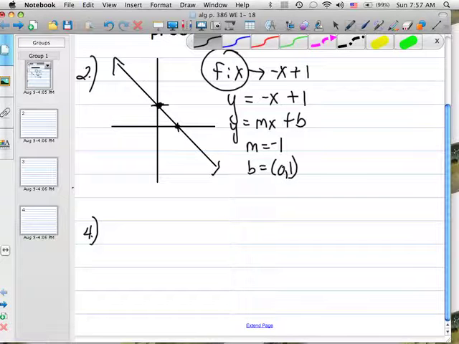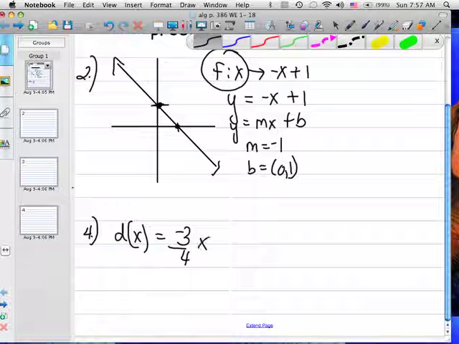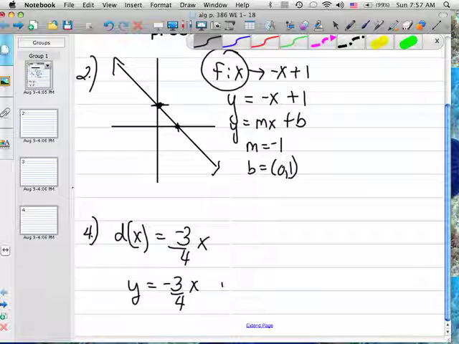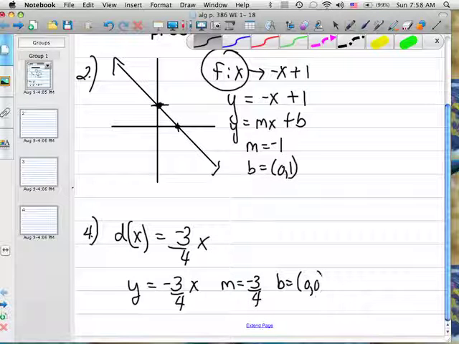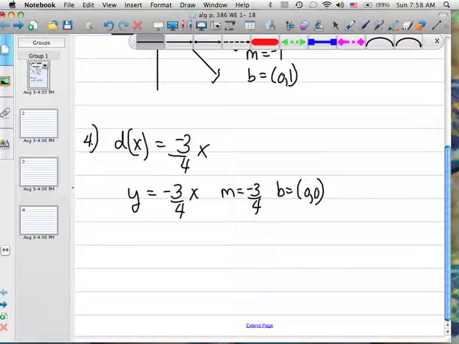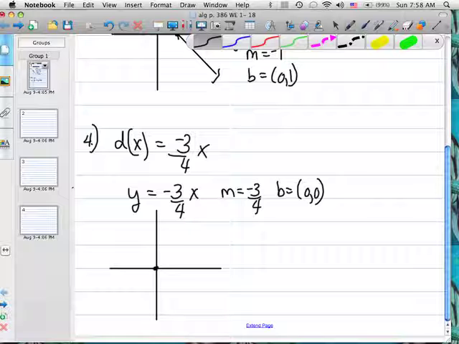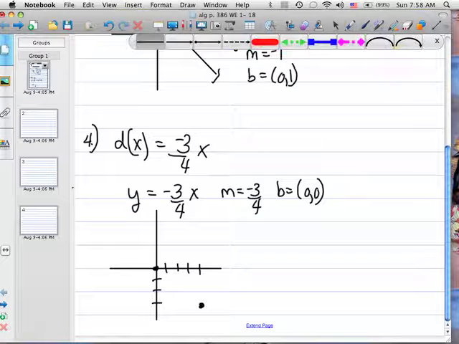Okay, problem number 4. We have d of x equals -3/4 x. So I'm going to replace d of x with y equals negative 3/4 x. So our slope is negative 3/4. There is no number after the term with the x, so our intercept has to be 0, 0. And we're going to graph that. So plot the intercept 0, 0, and the slope says negative 3/4, so that's down 3, right 4. And there's our line for that equation.